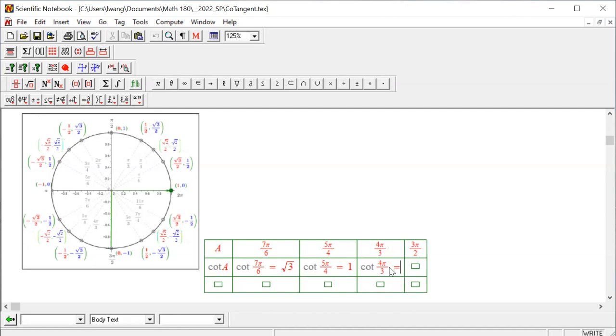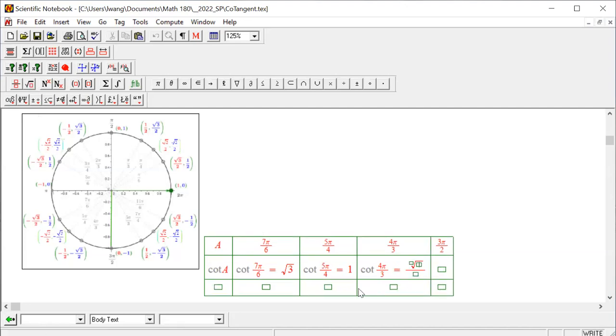So cotangent 4 pi over 3, you can see what we get by just applying the definition. We're going to get square root of 3 over 3. And for cotangent 3 pi over 2, we have 0 divided by negative 1, and that's going to give us 0. Quadrant 3 is being taken care of.